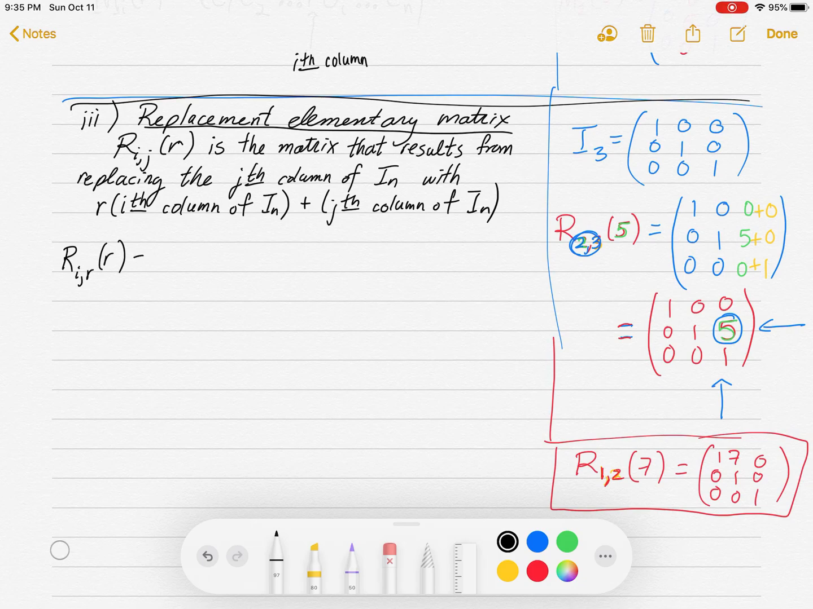Oh, I forgot to give a columnar definition. So I gave a verbal definition. Let's actually write it in column form. R sub ij of r, it's a hard one to write. So epsilon 1 is not going to change. Epsilon 2 is not going to change. Actually, epsilon i is not going to change. Remember what's changing. It's the jth column, right? So we're going to go along to the jth column, and rather than having epsilon j in the jth column, you're going to have r times epsilon i plus epsilon j. This is going to be the jth column right here.